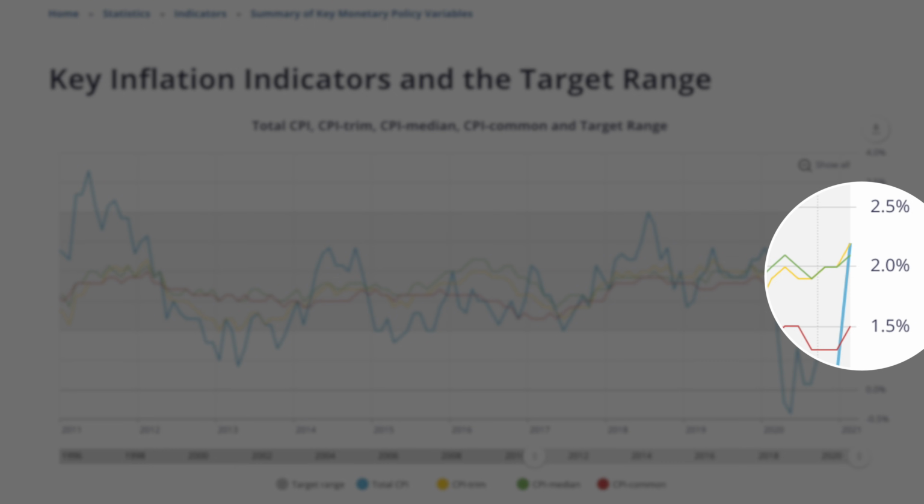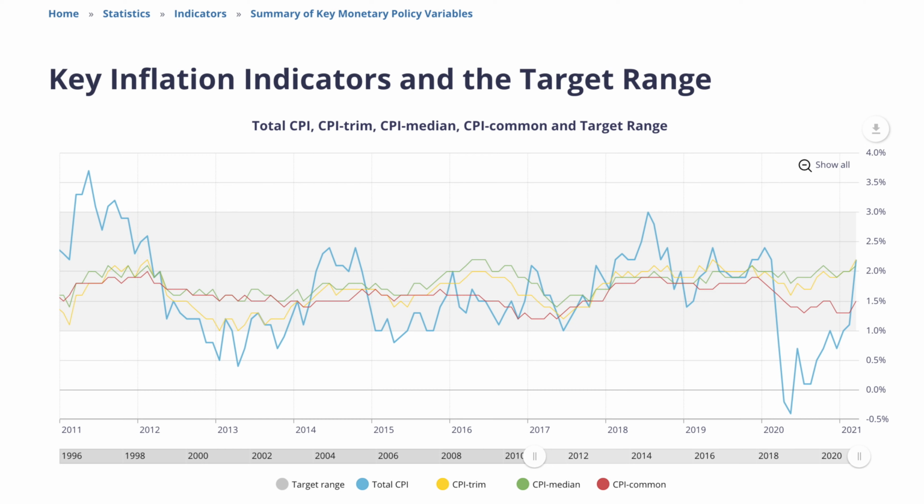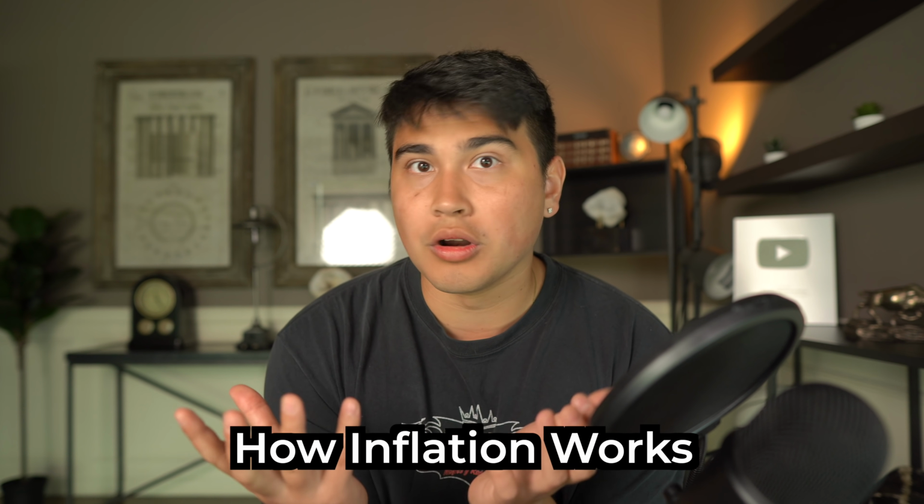And you will note on this chart, we did see it go substantially lower during COVID. We're going to touch on that in just a second. But I want to first talk about how inflation works in the first place.